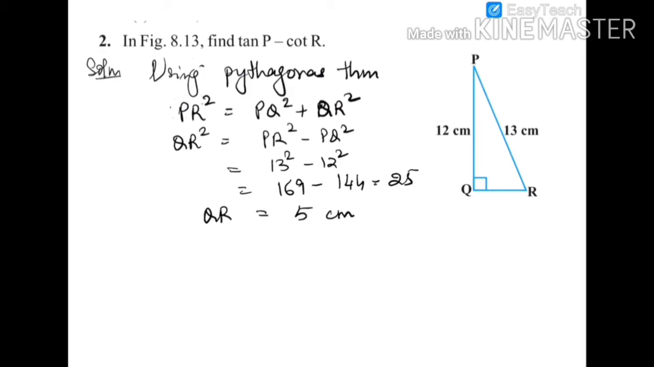This type of question is asked only for 1 mark. So we don't need to write all these steps. This is only for explanation part. So now we can write down tan P.